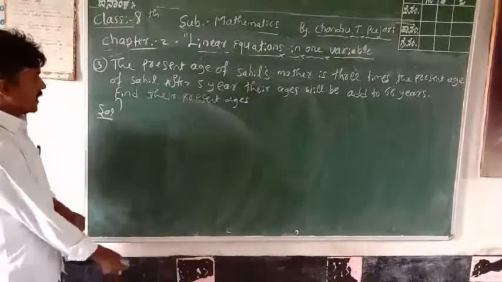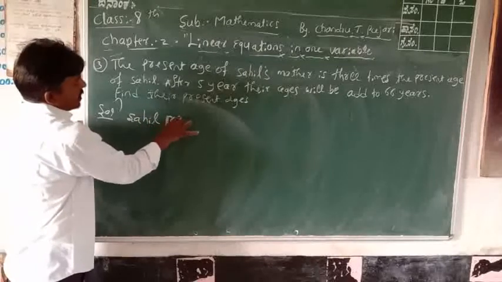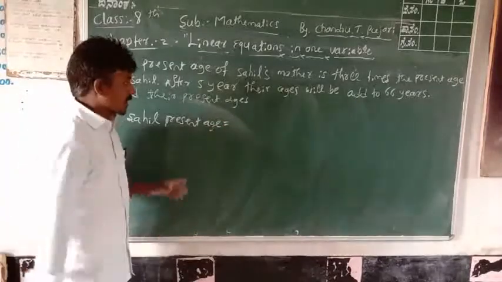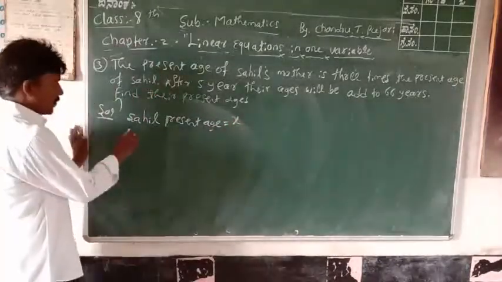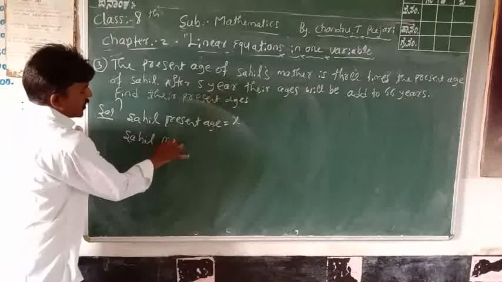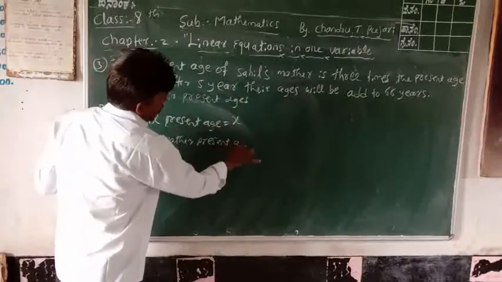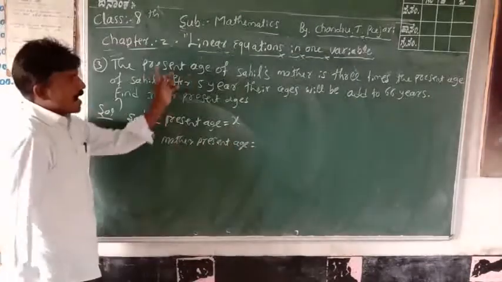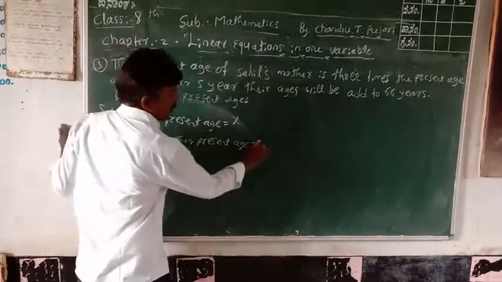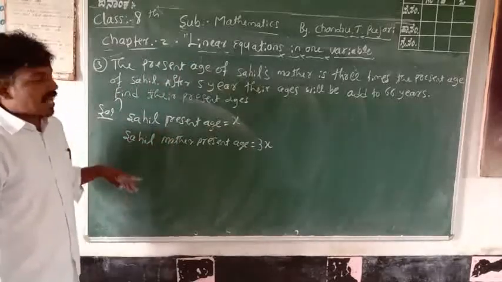Therefore, consider Sahil's present age, which we don't know, as x. Therefore Sahil's mother's present age is 3 times the present age of Sahil. That is 3 times means 3 into x, that is 3x. These two are the present ages of Sahil and Sahil's mother.